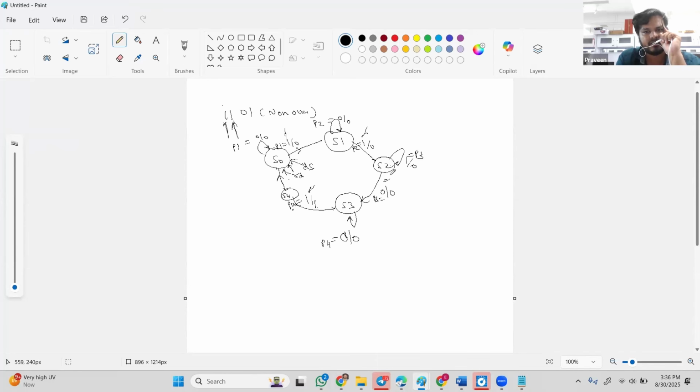After that we will reach at 1. No, 0 but output at 0. For S1, if the input is 0, then it should go to S naught. That is our choice. We can go backward also, but it is non-overlapping case. So, should I go backward?